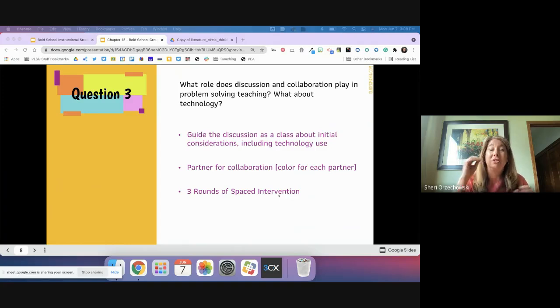for the collaboration. So the teacher is involved, the kids can collaborate, but then the teacher needs to be involved by coming in at those spaced intervention times to help the students.